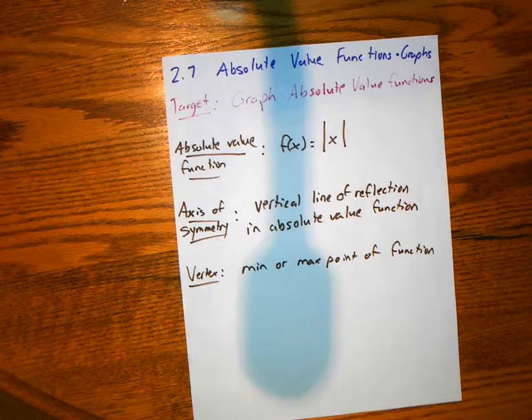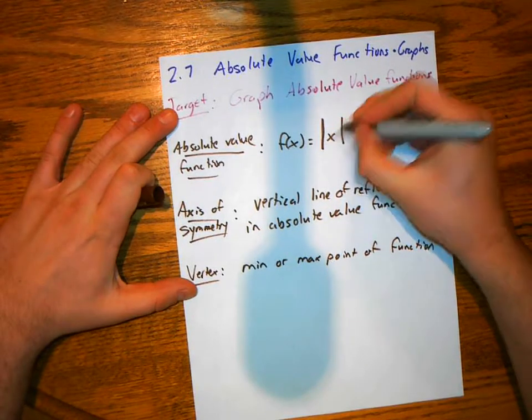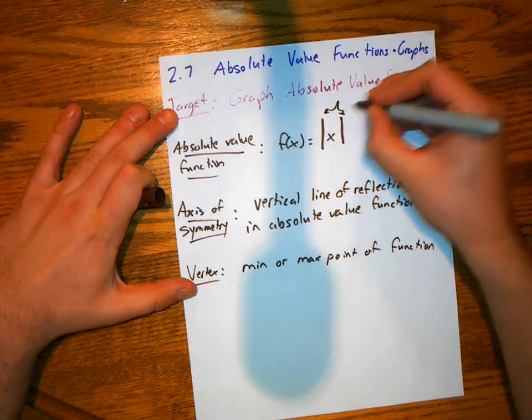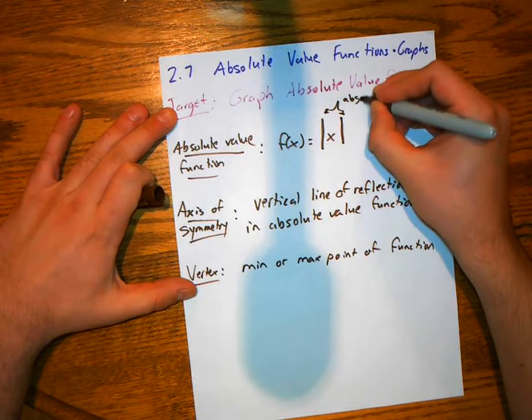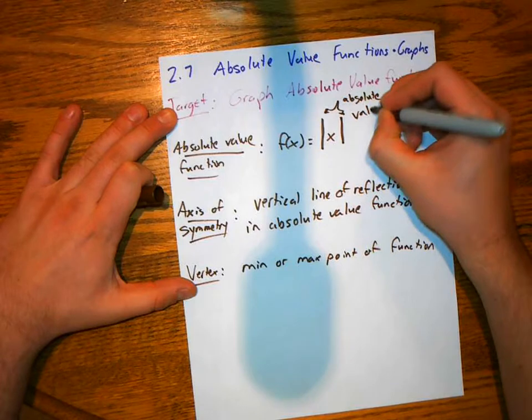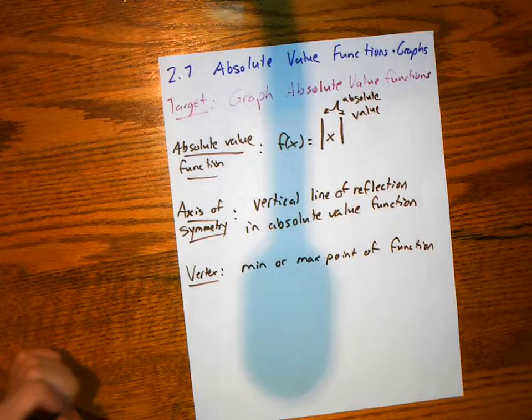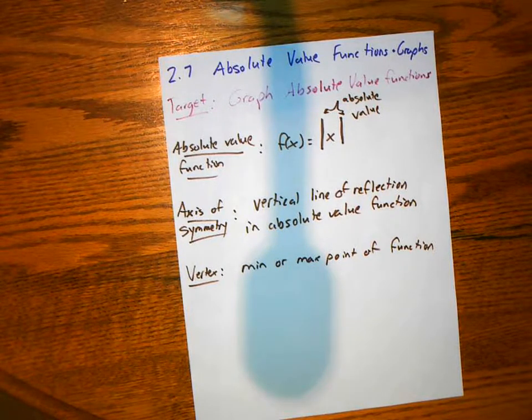Before I get started, an absolute value function is f of x equals the absolute value of x, and that's what these two vertical bars on the outside mean: absolute value. An absolute value just takes whatever that value is and makes it a positive, or it eliminates any sort of negative sign that's happening inside that equation or any of those numbers.